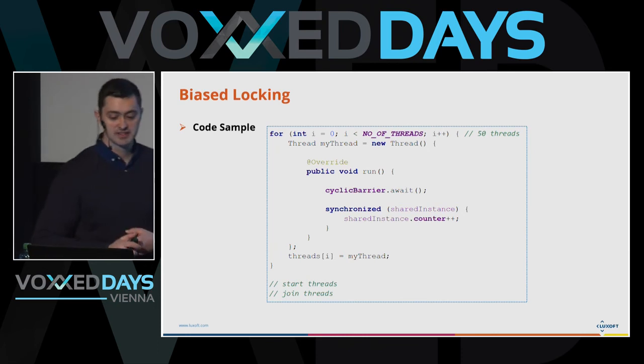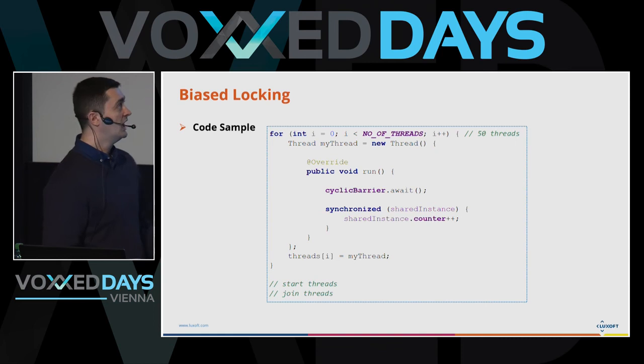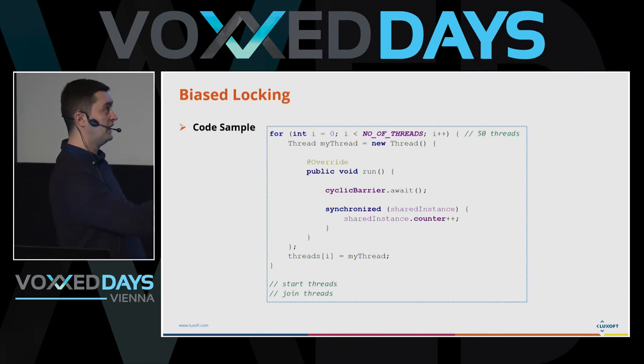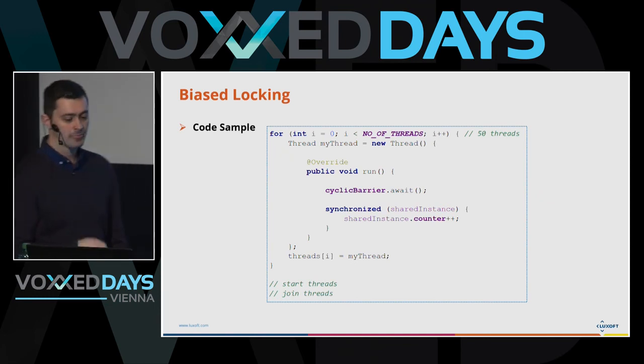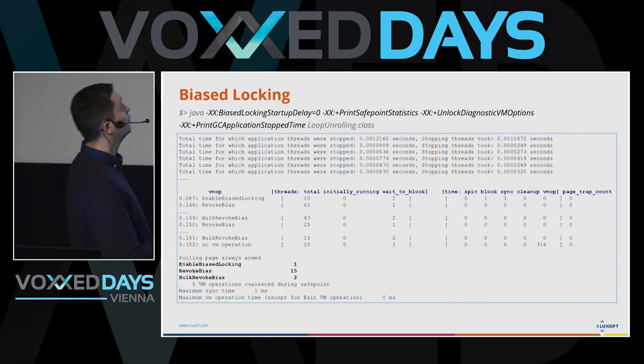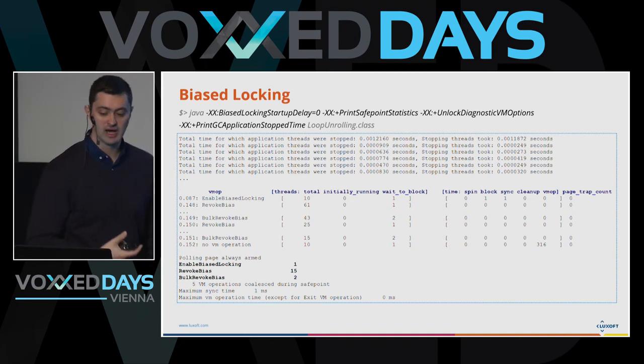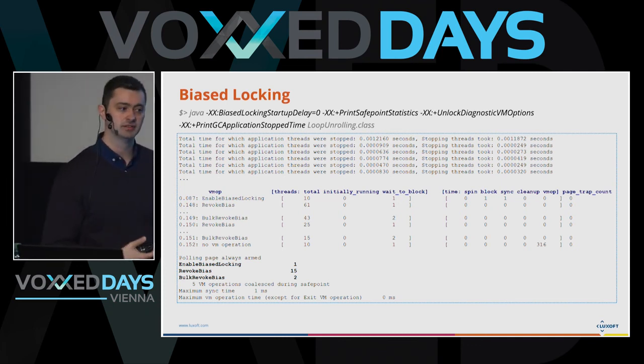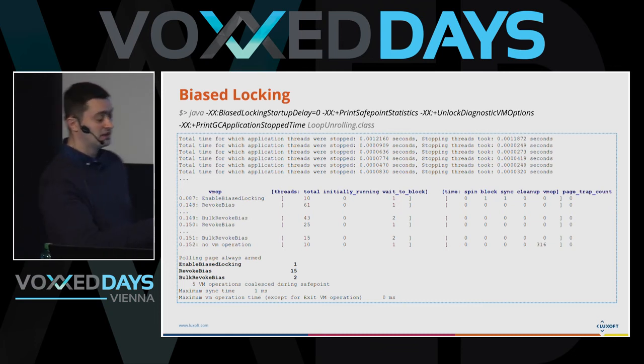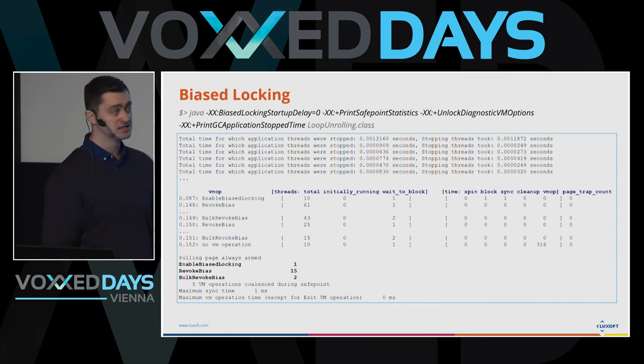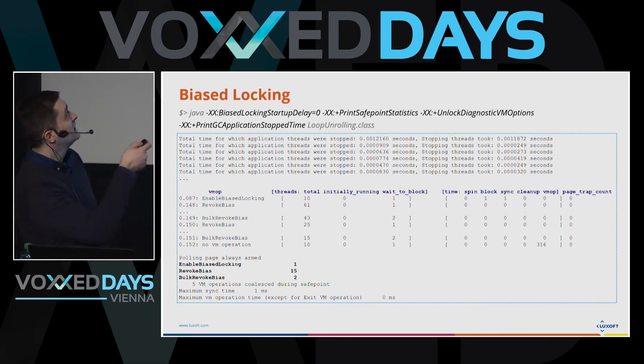I did as well some tests to check if this biased locking scheme impacts performance. In my case, I created like 50 threads. Inside each thread, I put a synchronized on the shared instance, and each thread, locking on the same shared instance, incremented a counter. I started my threads here and I joined all of them. And I started my JVM with biased locking startup delay 0. Why is that? Because by default the biased locking scheme is active after, I think, 4 seconds, so it's not enabled from the very beginning. So I started my JVM with 0 because I wanted it from the very beginning, just for the sake of my tests. And I printed the application's stop the world pauses.